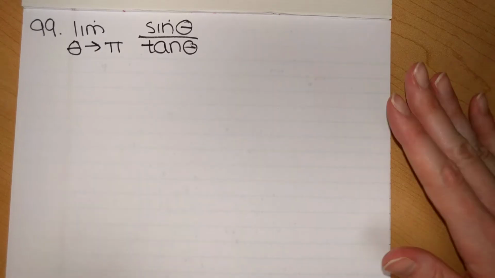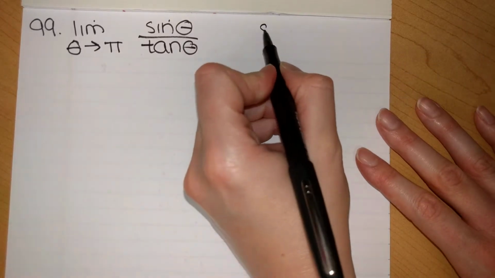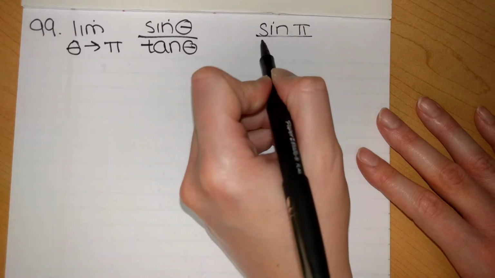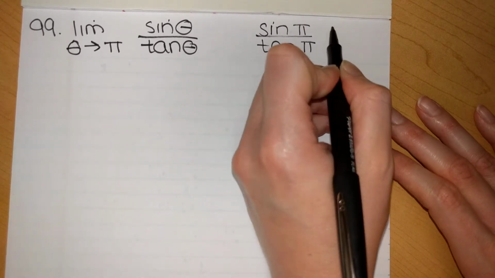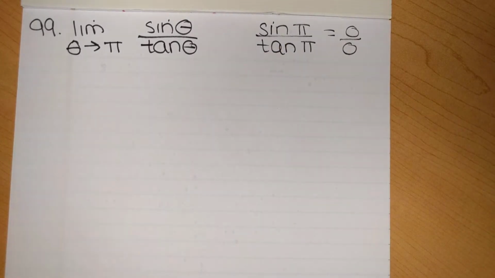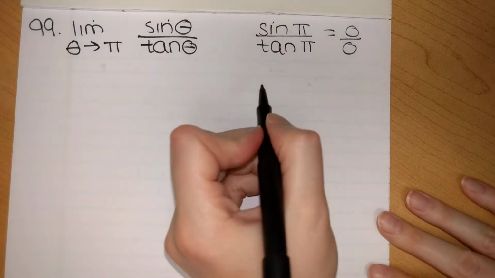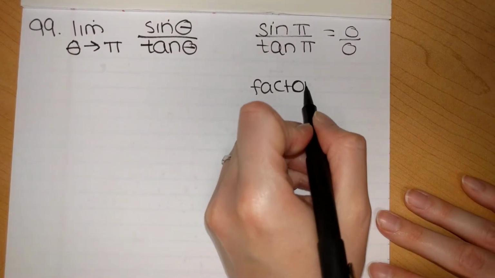All right, so when we plug in, that's always our first step. We get sine of pi over tangent of pi, and that unfortunately is a 0 over 0 situation. So what we want to do is factor and then cancel out.